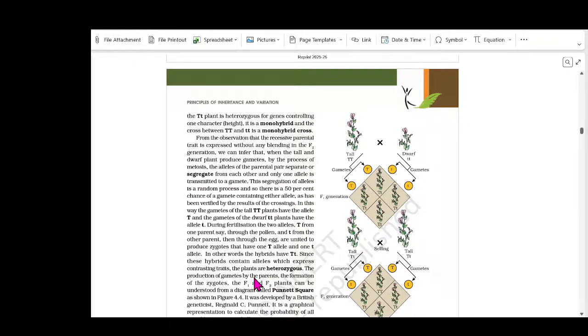The production of gametes by the parents, the formation of the zygotes, the F1 and F2 plants can be understood from the diagram called Punnett square, as shown in figure 4.4. It was developed by a British geneticist, Reginald C. Punnett. It is a graphical representation to calculate the probability of all possible genotypes of offspring in a genetic cross.